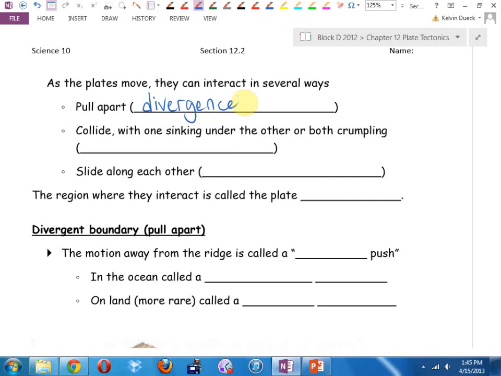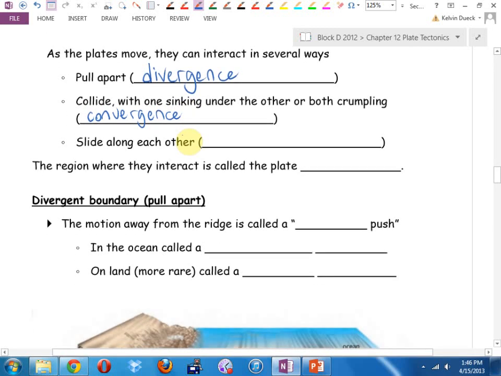Does anybody know what the opposite word of diverge is? Converge. They can collide with one sinking under the other or both crumpling. We call this convergence. Hayden, going back to answering your question, there's two possibilities. One can sink underneath the other, and the other one goes on top. Or they can collide with each other and both crumple. This is, in fact, what's forming the Himalaya Mountains.